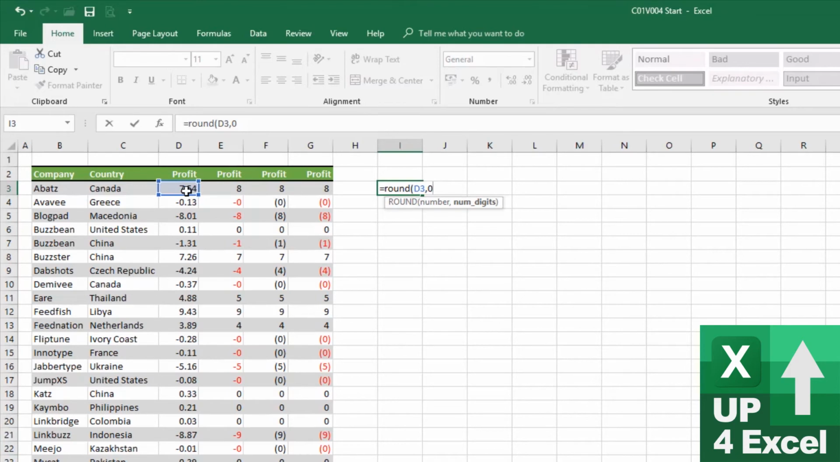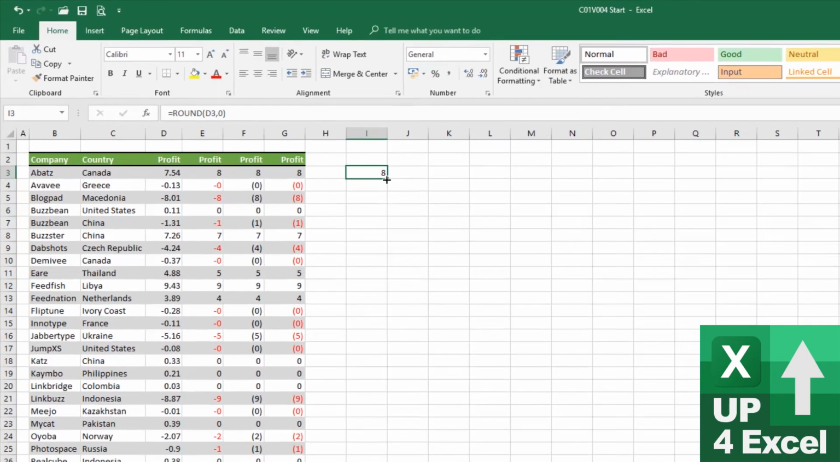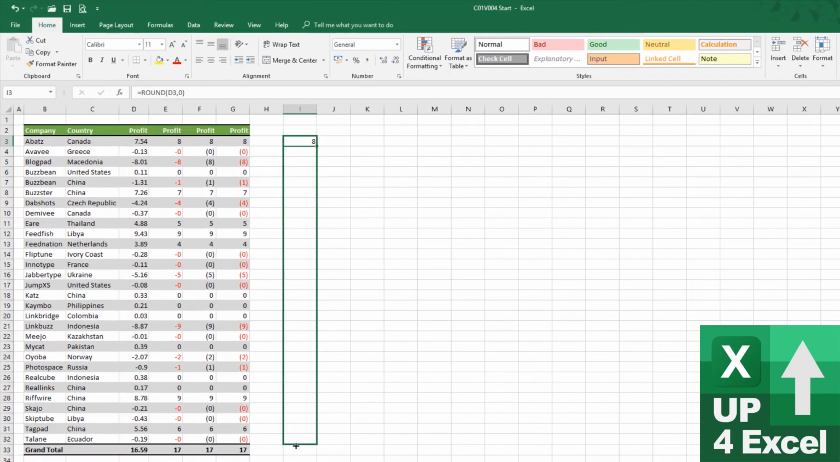Now that's somewhat counterintuitive, I always think, because number of digits means number of decimal places. But anyway, if we do that, that's going to tell us that that is 8. So to all intents and purposes, it looks exactly the same as the other 3 columns that we've got. Now I'm going to drag down that formula so that we do the same for all of it.